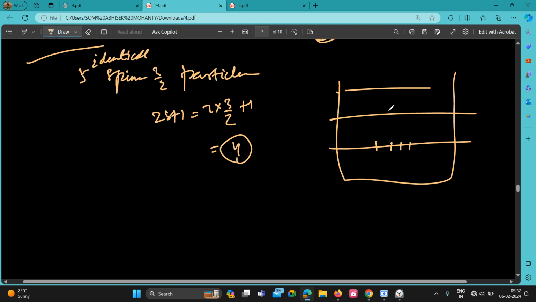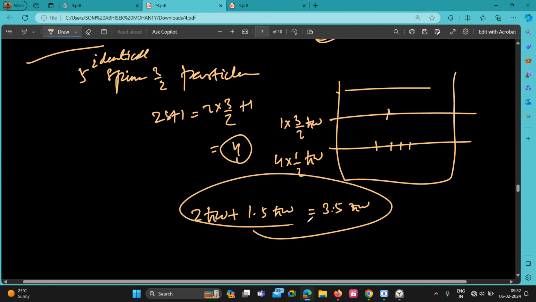So how many are left in the second state? 1 only. So 4 into half h cut omega plus 1 into 3 by 2 h cut omega. This much only, right? That will be 2 h cut omega plus 1.5 h cut omega, that is 3.5 h cut omega. Is it clear? Yeah. This is how to solve this type of questions.